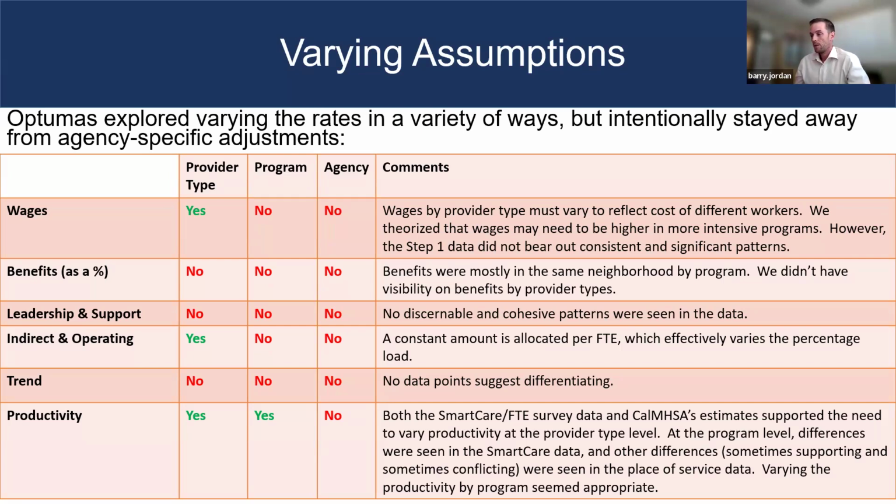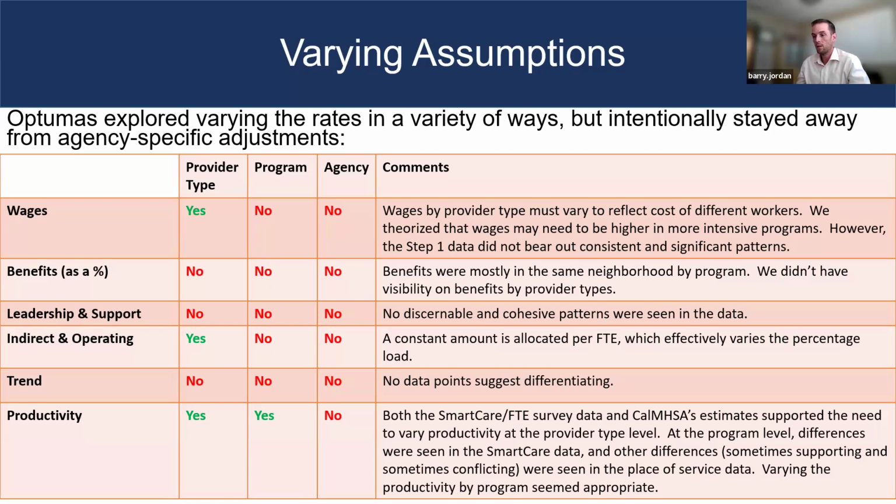The wages that were used are by provider type, and those need to vary to reflect the costs of different workers. The theory is that wages may need to be higher in more intensive programs. However, the step one data didn't quite bear that out consistently, and there was not significant patterns there. So this is why we've looked at them consistently at the provider type level.